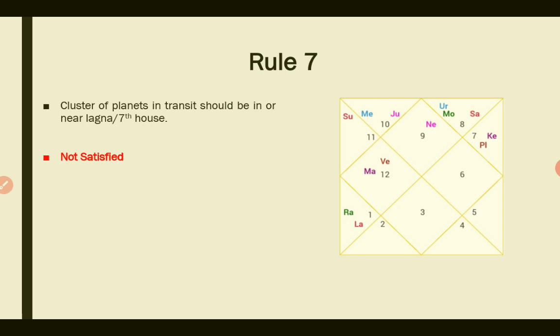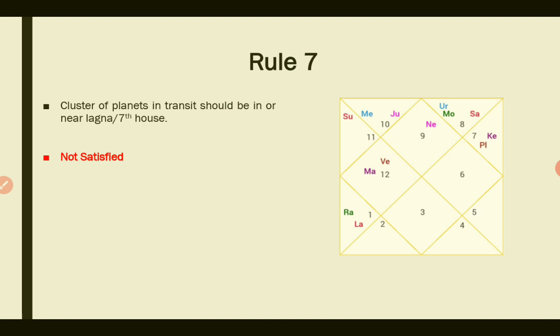Next, there should be a cluster of planets in transit near the Lagna or near the 7th house. What do we mean by near the Lagna or near the 7th house? It means either in the Lagna or the two adjacent houses, that is the 2nd house and 12th house, or, near the 7th house, in the 6th, 7th or 8th house. If we look at this chart, we can see that a total of 4 planets are there in the 2nd house and 12th house.